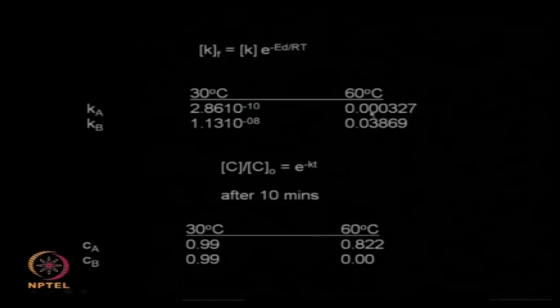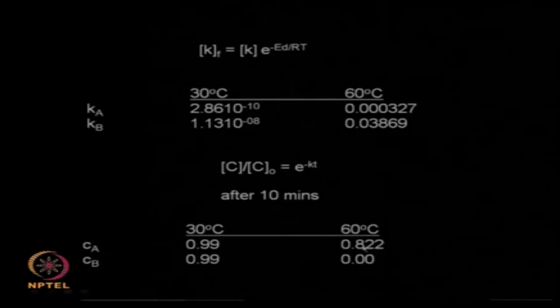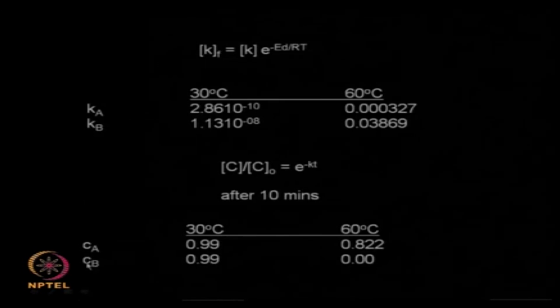At 60 degrees, if I take this as the rate constant for lipase 1 and this number as the rate constant for lipase 2, and I calculate C assuming C naught as 1, I will get like this. So what does this mean? It means lipase 1 at 60 degrees centigrade after 10 minutes will have an activity of 0.822, whereas for lipase 2 after 10 minutes the activity has become almost 0. See, a large change has happened.